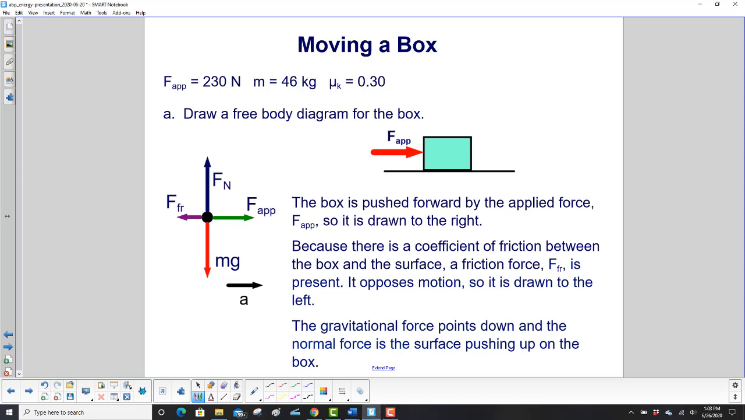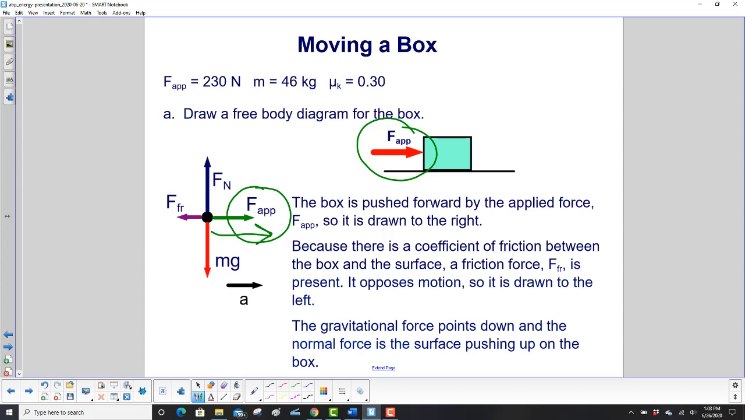The box is pushed forward by the applied force, so it is drawn to the right. Notice it comes out of the box. Even though you're pushing it from the left side, all force vectors should start on the actual object. So it's pushing it to the right, so it starts at the center and goes to the right.